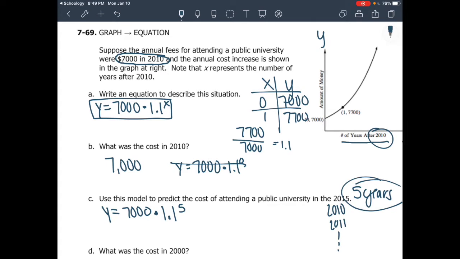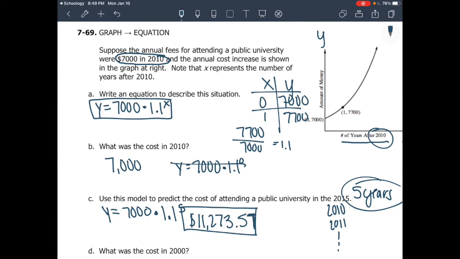And remember, I don't have to convert anything here because we've been talking about years. So I'm going to continue to talk that way. So 7,000 times 1.1 to the 5th power, sorry, is 11,273.57. And then that is your answer for the money that it would cost after that long.